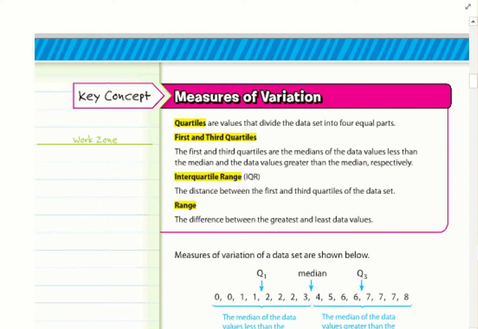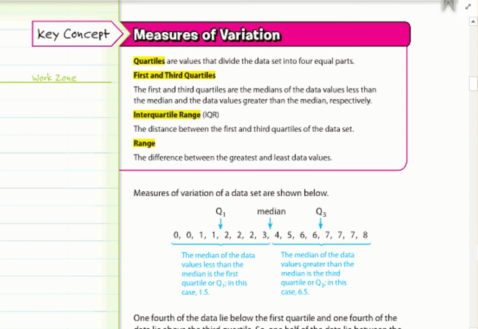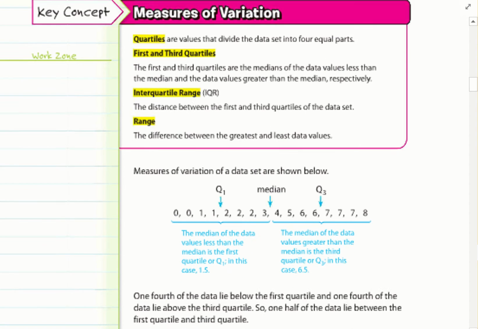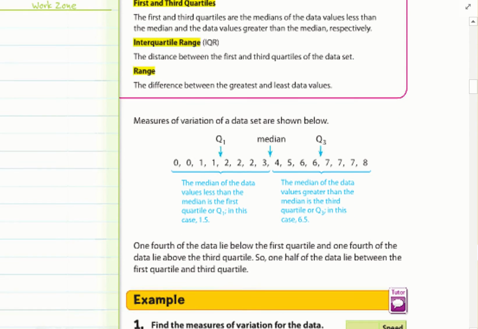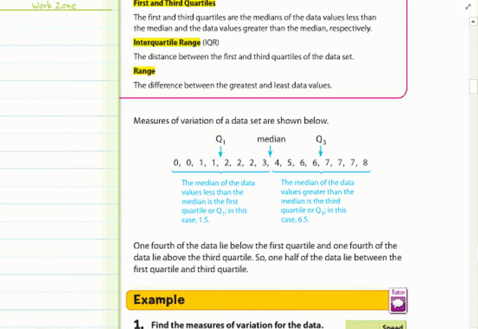So the measures of variation. This is what we're going to learn in day 1. Quartiles, the first and third quartile. Interquartile range, which is the IQR, and the range. So this here is what's going to help us big time. So I'm going to explain this.